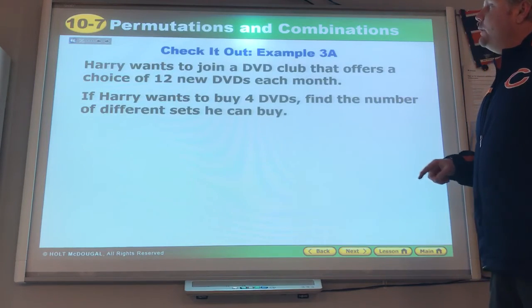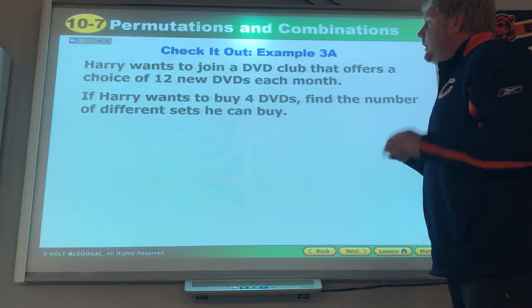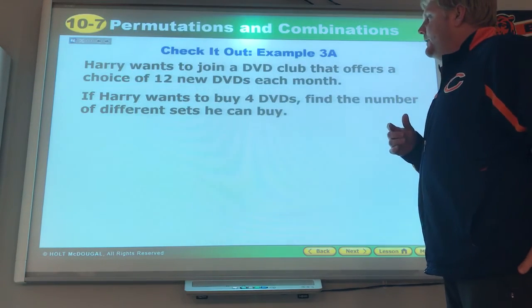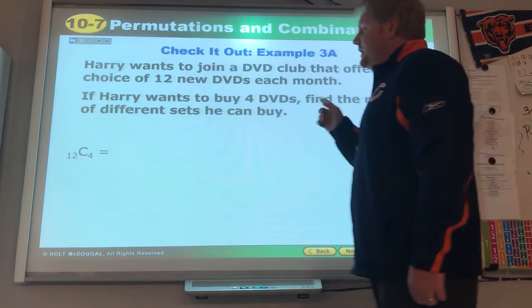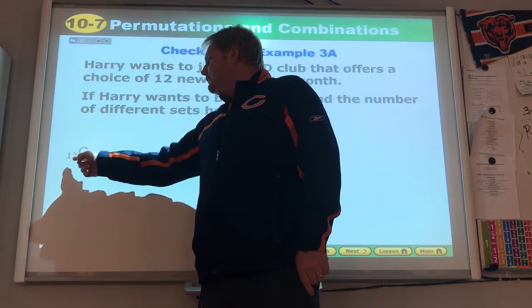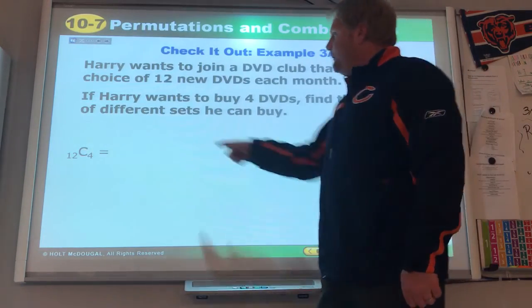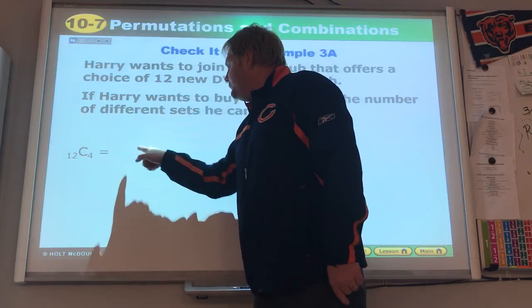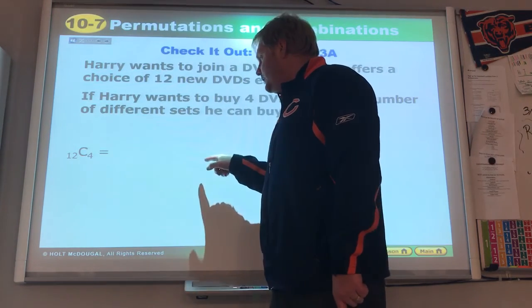All right. Harry wants to join a DVD club. Those are things that used to hold movies. Now we stream everything. All right. There are 12 new DVDs each month. If Harry wants to buy 4 DVDs, find the number of different sets. So you've got to think. 12 possible things. Buying 4 at a time. So the 12 goes on top with the factorial. Then the 4 goes in front with the factorial. Then it's parentheses, 12 minus 4, factorial.